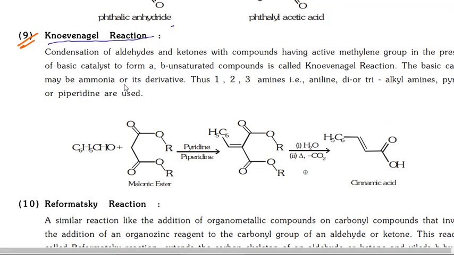Knoevenagel reaction, it is similar to aldol condensation only, but reactants are different. The condensation of aldehydes and ketones with compounds having active methylene group in the presence of basic catalyst, which are bases generally pyridine, piperidine, primary, secondary, tertiary amines, aniline, कोई भी ले सकते हैं. Okay, the main thing is here aldehyde and ketones, active methylene groups are.